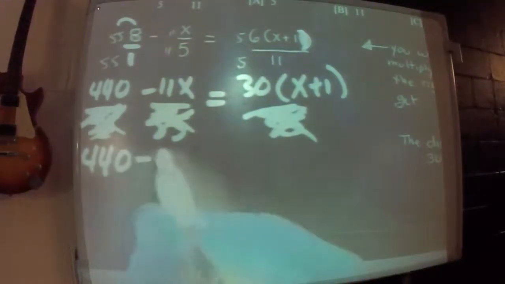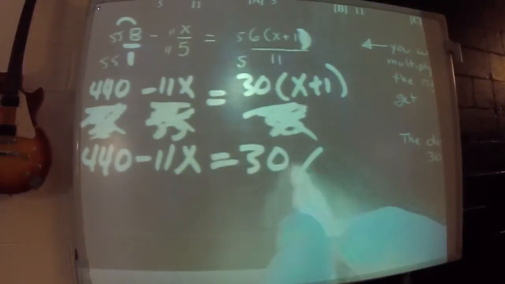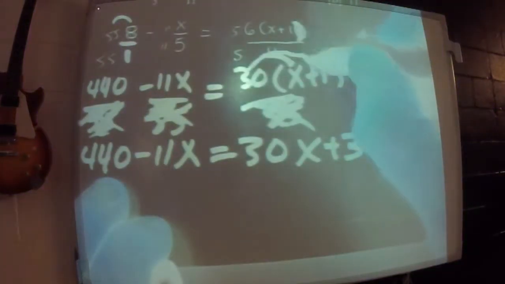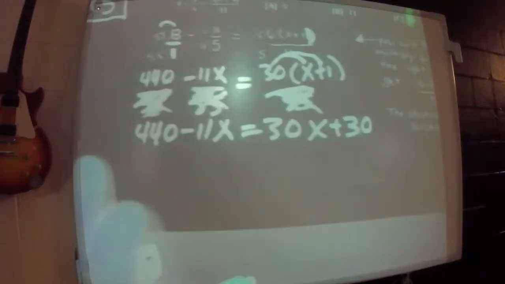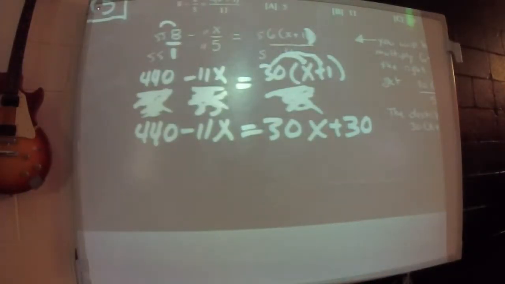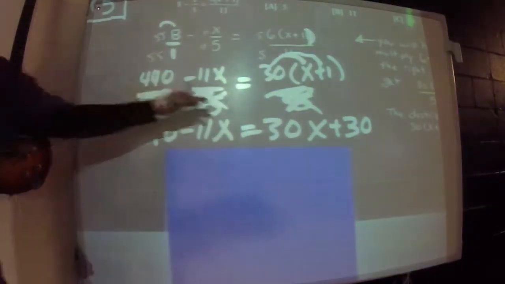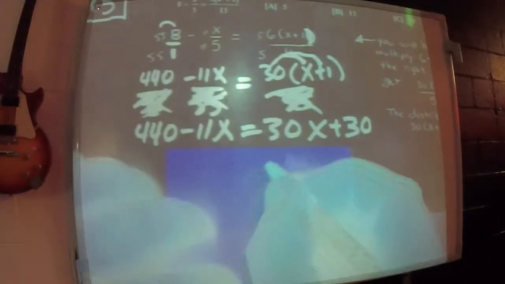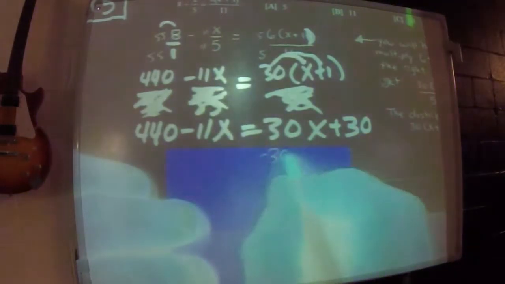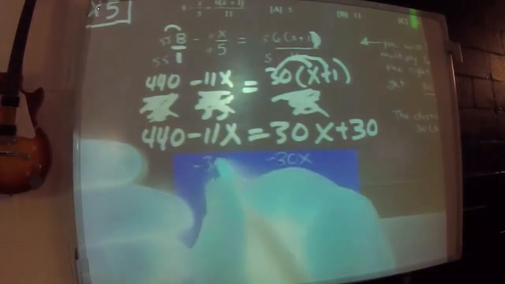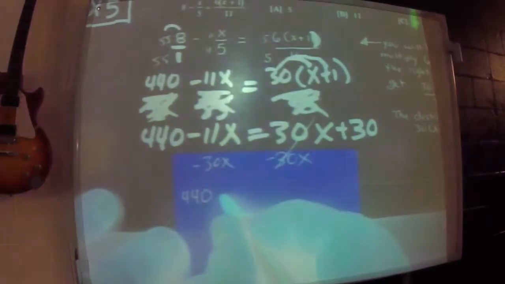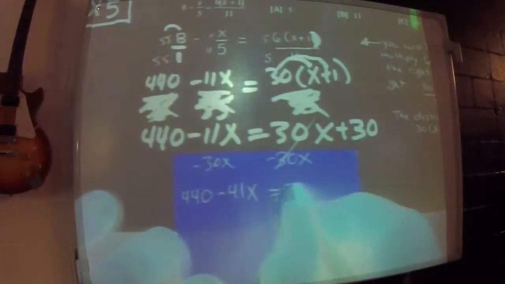You got 440 minus 11x equals 30x plus 30. We're multiplying there, so distribute. Okay, so x is on both sides. What are you going to do about x being on both sides? Subtract the right side. Yeah, let's kill the right side. Not necessarily, if you did the other way, you'll still get the right answer, but let's just in general be on the same page. So I've got 440 minus 41x equals 30.